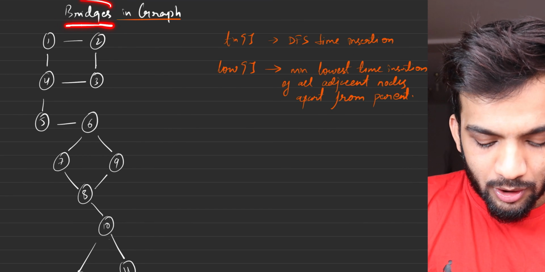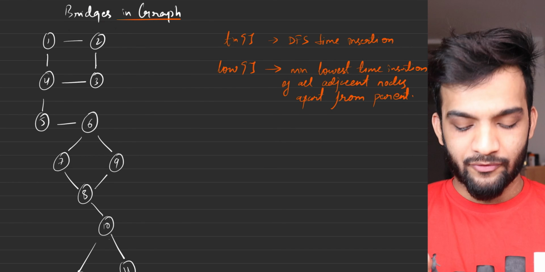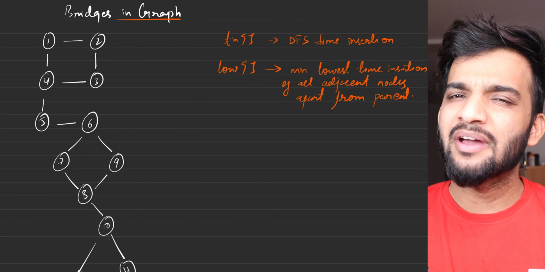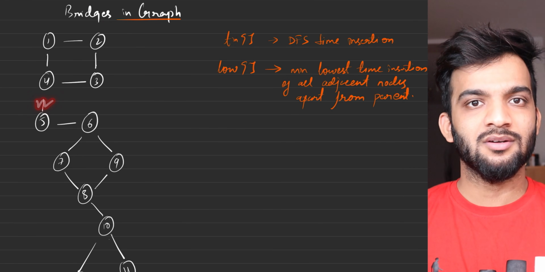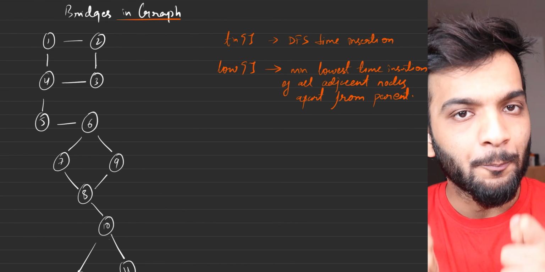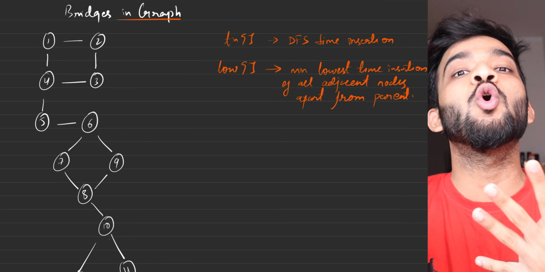So in this video, we're going to learn about bridges in a graph. Now, what is the definition of a bridge? Very simple. Pick up any edge, and if you remove it, the component gets broken into two or more components.